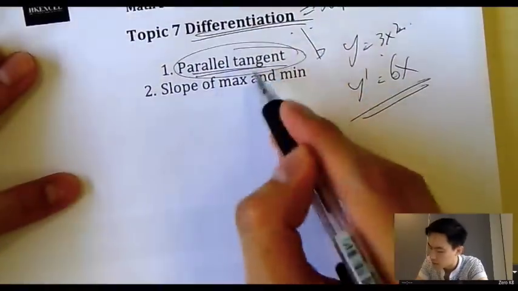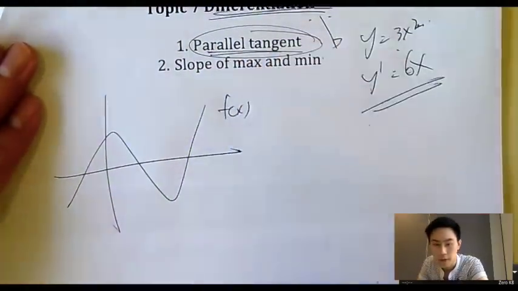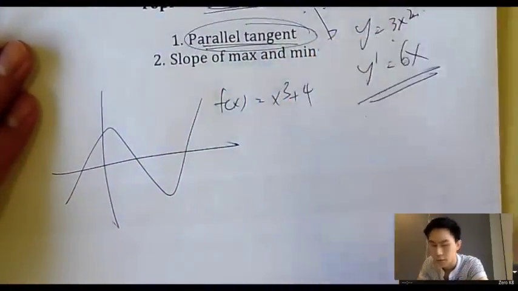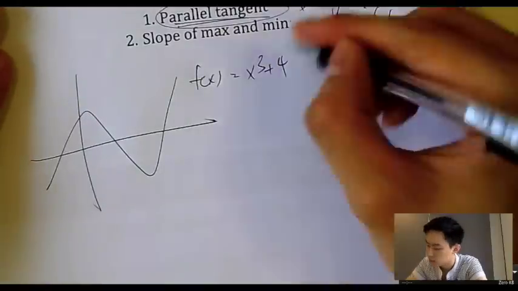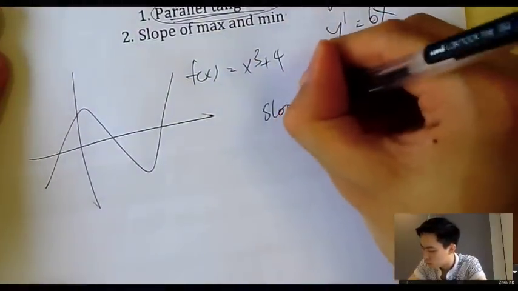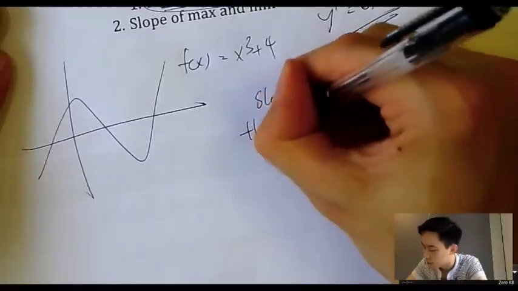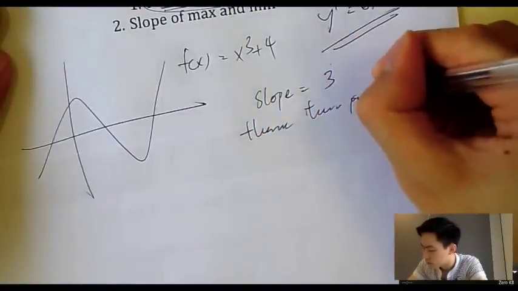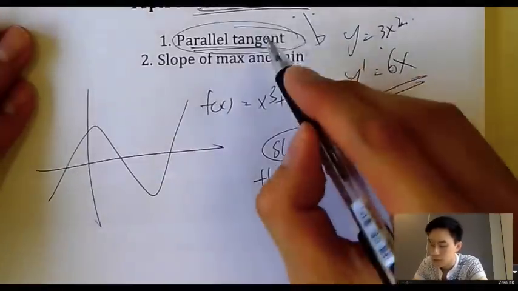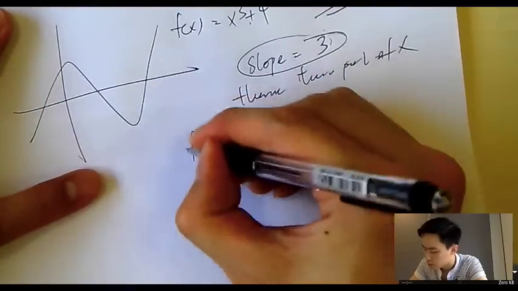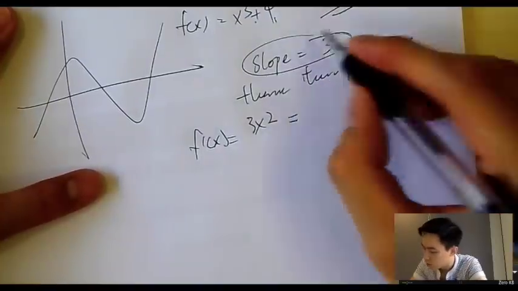Usually they will ask you to find a parallel tangent. Let's say you have this graph, f(x) equals x cubed plus 4. I want to find the slope at, so when the slope is equal to 3, there are 2 points of x. Find the value of x. First of all, the slope means differentiation, so you have to differentiate this function. The differentiation is 3x squared, the 4 differentiates to 0, and then you make the slope equal to 3.